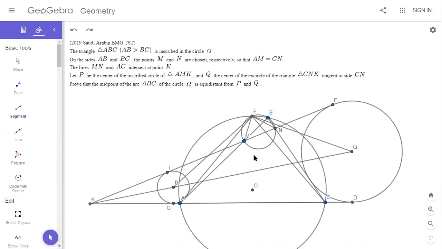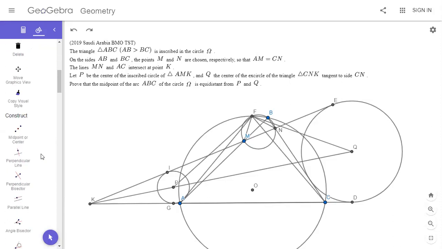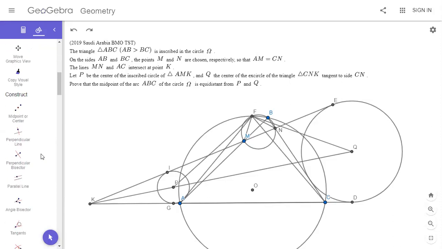Let's see. Yeah, I feel like there's got to be some way. The fact that angle PFA is equal to angle NFQ, which we haven't proven, but feels like there has to be a way to use that, and the fact that FMA is congruent to FNC. So that's kind of what I'm trying here. Yeah, trying to think how to do this.